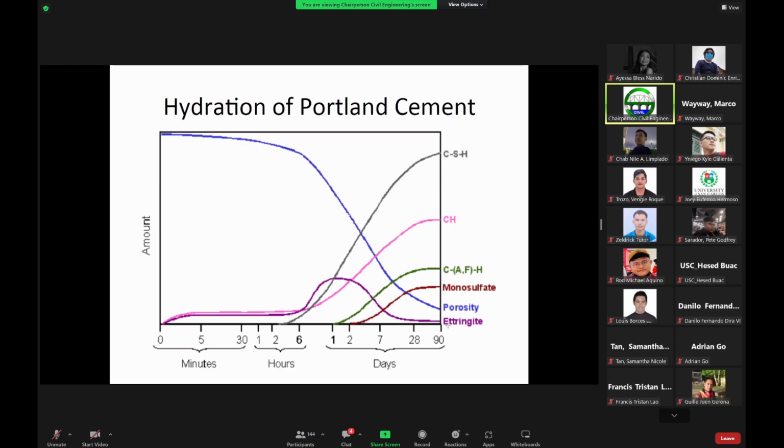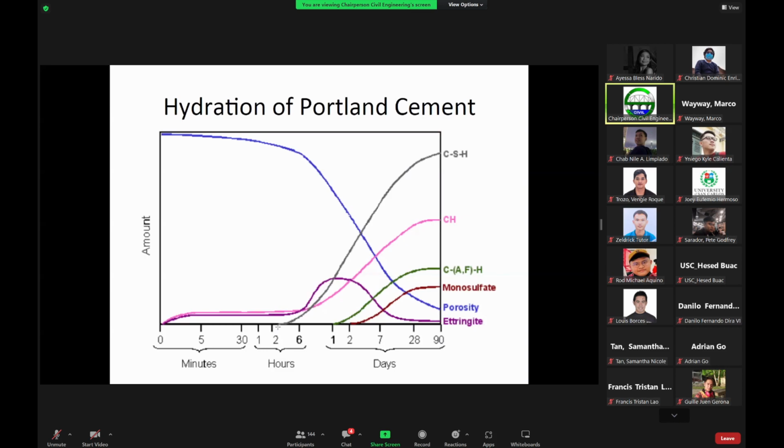What you see first is the precipitation of your CH, the pink line, and also your ettringite, the purple line, at a very early time. The pink and purple at the beginning of your hydration process are the two that form fast. Remember, your ettringite is formed from your C3A, which is very reactive, so it forms early. And your calcium hydroxide also forms early. This is a product of your C3S, which is also highly reactive.